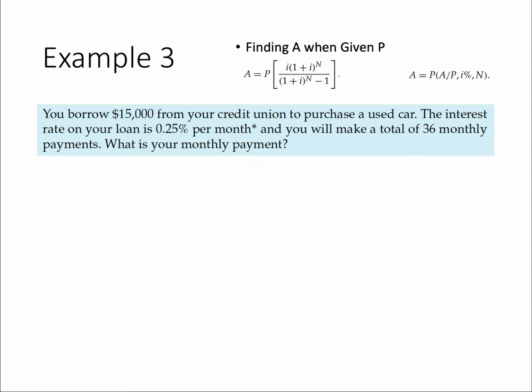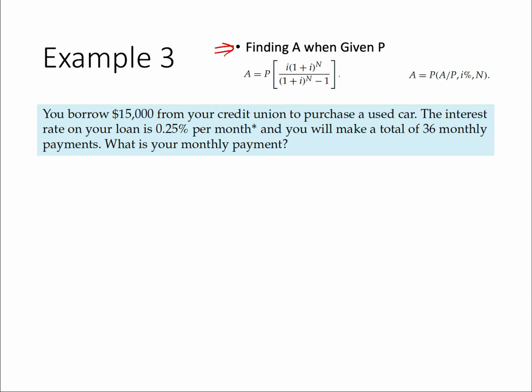Okay, so now it's example 3. Let's just read through it, okay? So you borrow 15,000 from your credit union to purchase a used car. And the interest rate on your loan is 0.25% per month. And you will make a total of 36 monthly payments to pay it off. So what is your monthly payment? Okay, that is a very useful scenario when you're going to buy a new car. So this is actually to find out A when given P, because the money you borrow now is kind of present value, and then you want to know how much you pay it back every month. That's the annuity. So that's this scenario to find A given P.